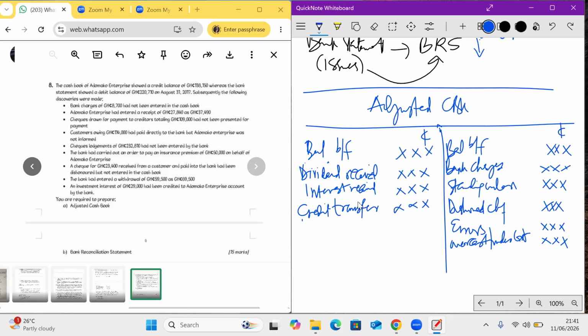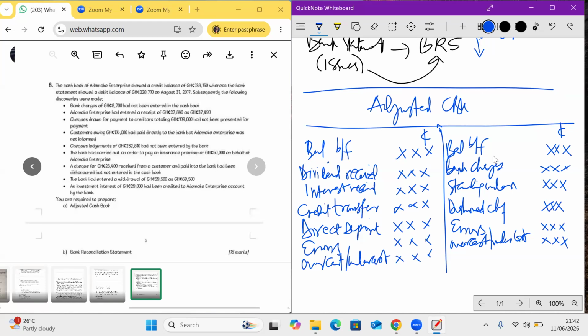Good. Another one is called direct deposits. Direct deposit is when the customer has a check to pay to the business and goes to the bank and pays the check directly there. Very good. Yeah. So direct deposits. We can also have errors. We can also have overcasts and undercasts. They can be written there.